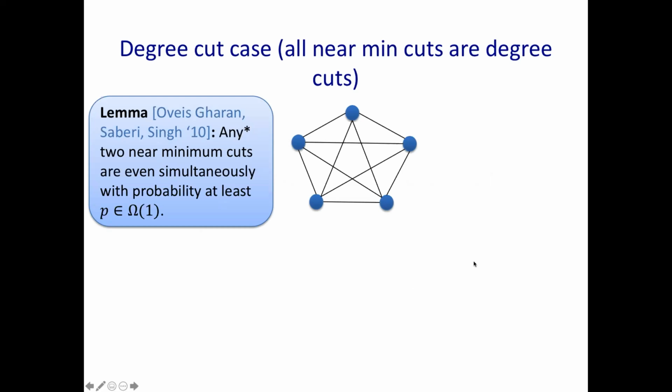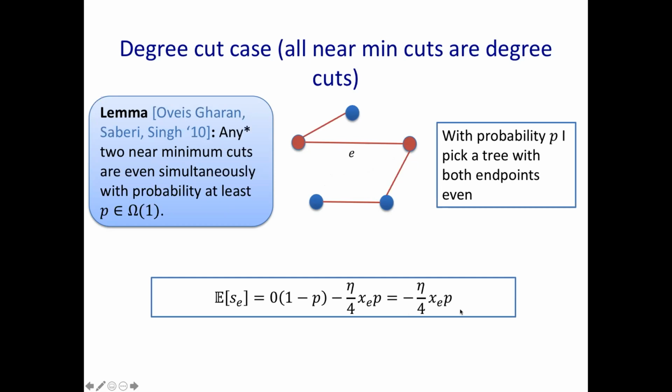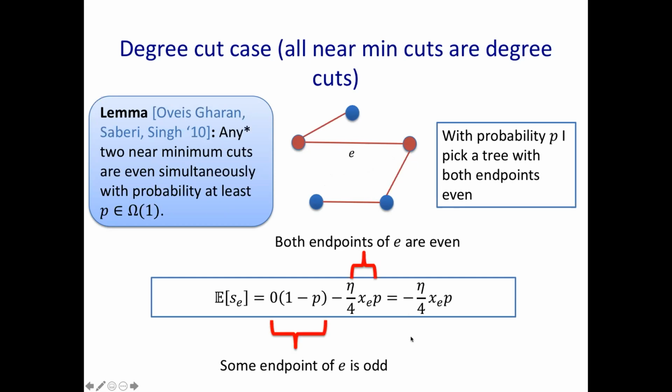So given this, the degree cut case is easy. Pick an edge e. It's only in 2 near minimum cuts, its endpoints. Then with probability p, the tree that's selected has even intersection with both of the endpoints. In other words, with probability at least p, any edge e is in no odd minimum cuts. And just using the strategy from the previous slide, each slack now has negative expectation. It's 0 if an endpoint is odd, and negative eta over 4 times xe otherwise.